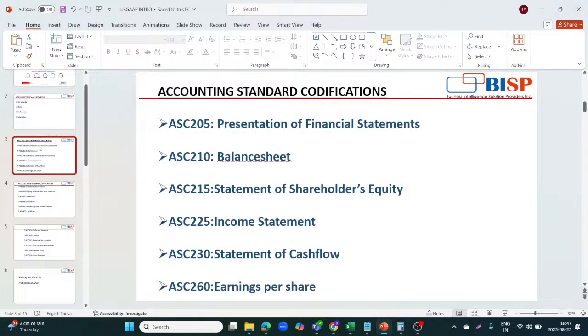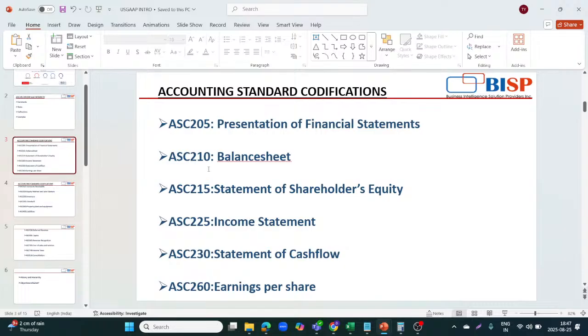We need to present the financial statements to the shareholders, which comprise a balance sheet, statement of cash flows, and the consolidated financial statements and accounts, and they should be audited and presented to the shareholders or the stakeholders. And these will all be prepared and presented using US GAAP. Under US GAAP, you need to use all these accounting standard codifications.